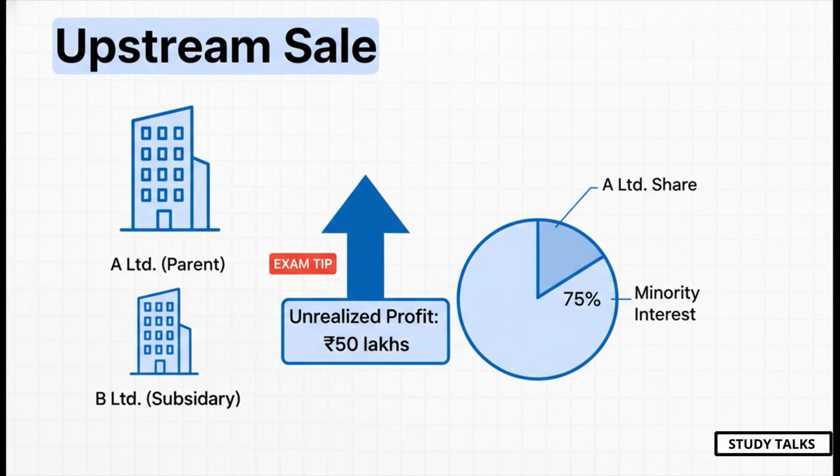Okay, let's see an upstream example in action. Subsidiary B sells to parent A. There's 50 lakhs of unrealized profit sitting in the inventory. We, parent A, own 75%. That means the minority interest is 25%. Got it? Let's see how we split this profit.